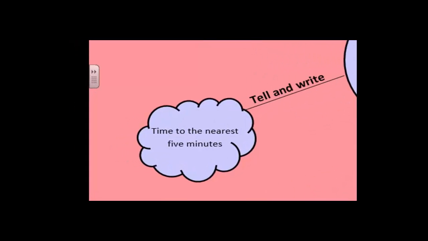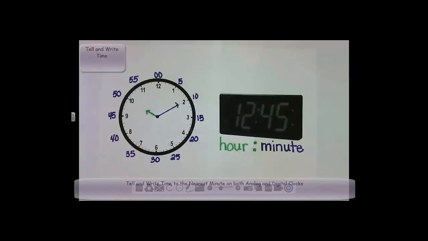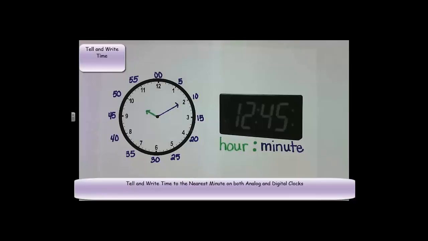The last area on the concept map that we're going to discuss is how to tell and write time to the nearest 5 minutes. Here, students need to be able to tell and write time using an analog clock and a digital clock. Students need to be able to know that time should be in 5-minute intervals, and they also need to be able to know the terms AM for morning and PM for afternoon.